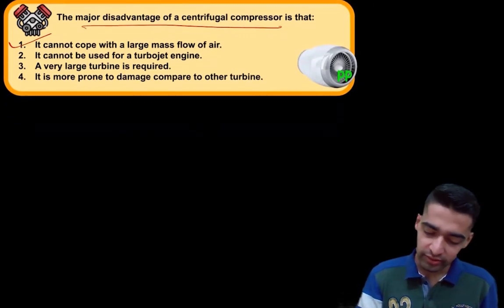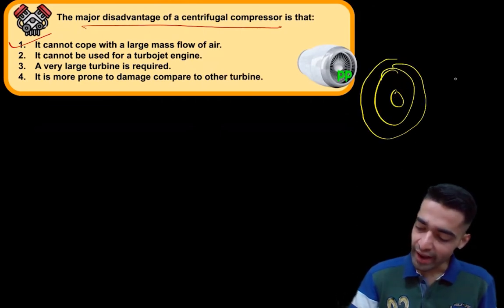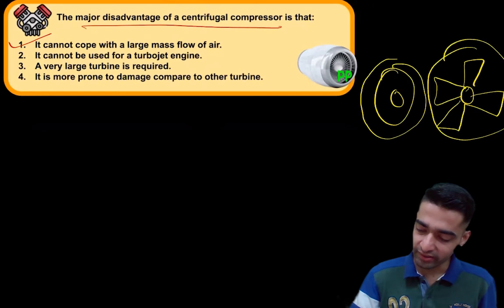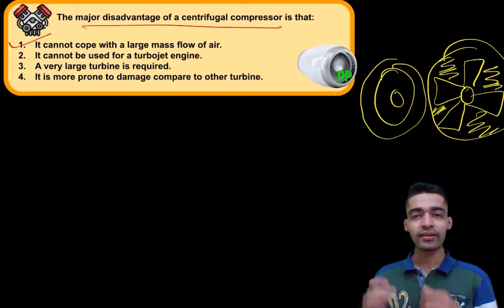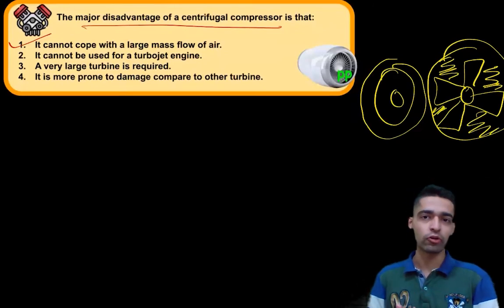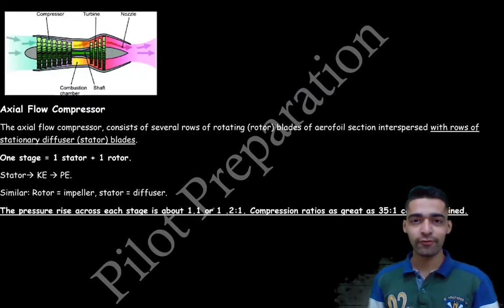In the case of a disc, you have this disc like this. So air will be passing through this region. Whereas in the axial flow compressor, what is happening? The air is passing through the center, through the axis only. So there is a large volume of air which can pass through the axial flow compressor. And that is the reason the efficiency of the axial flow compressor is way more than the centrifugal flow compressor. Now we will talk about the axial flow compressor.